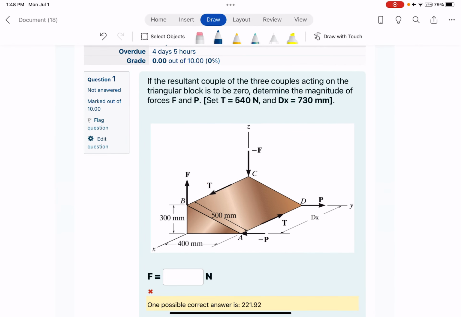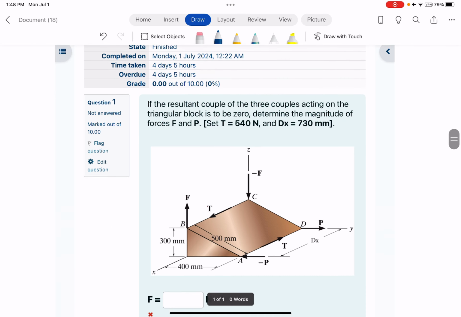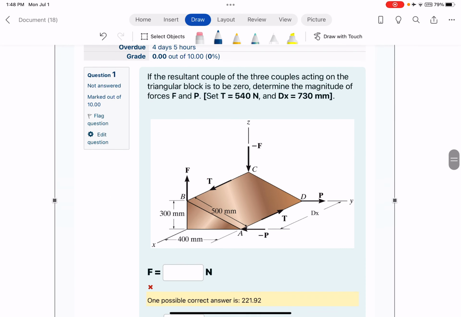Bismillah ar-Rahman ar-Rahim. Let's look at this OCW. I think this is the first one in the couple moment. I'll give you the number after I solve it.